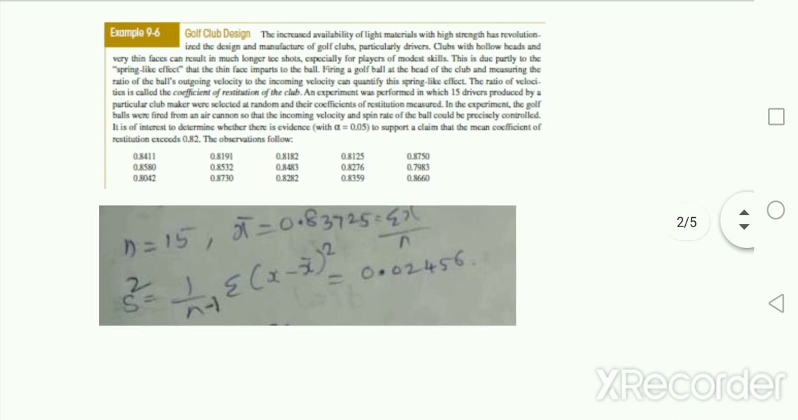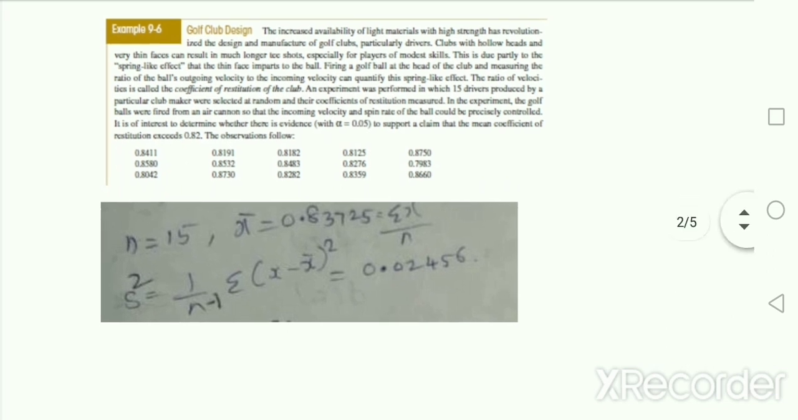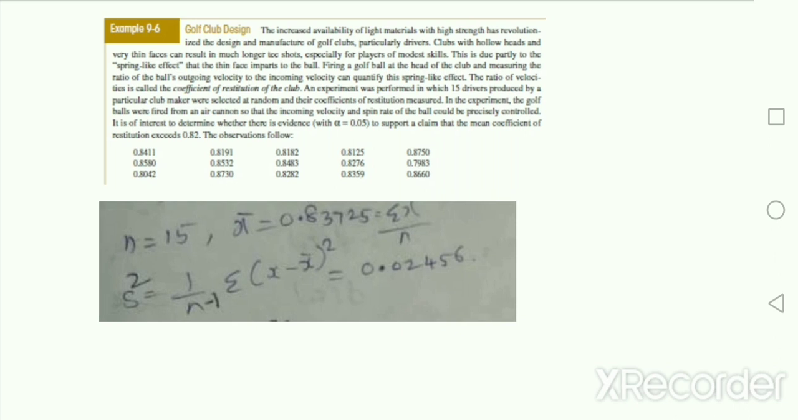Okay, now we see the solution. So here the sample size n is 15 and we have only the population mean value 0.82, but we don't know the sample average and standard deviation.